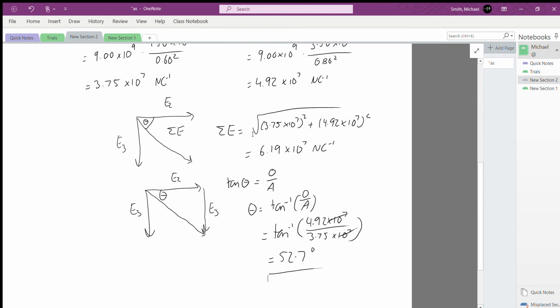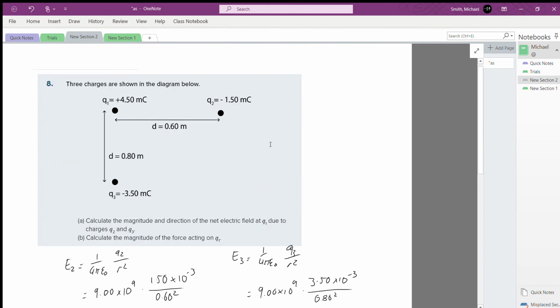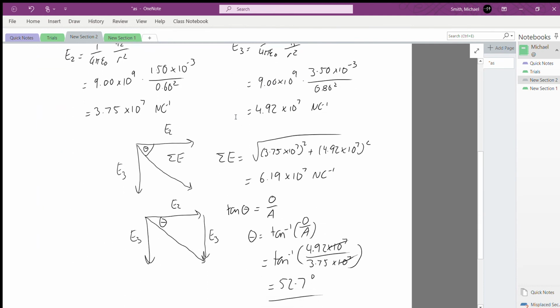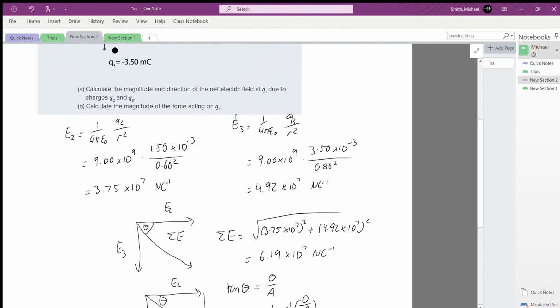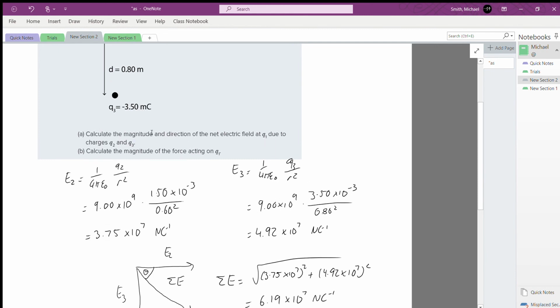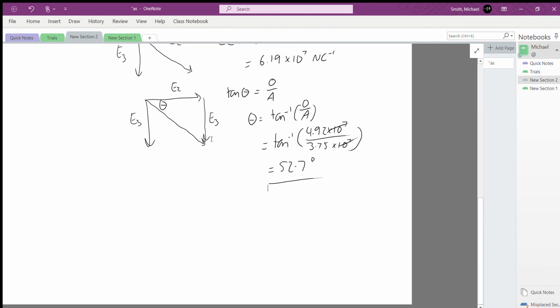So now we have both the magnitude and the direction of the electric field at Q1 due to charges Q2 and Q3. So that's not too bad. It's a little bit tedious, but the calculations are fairly straightforward. Finally, we have to work out the magnitude of the force acting on Q1. So we're just using the relationship F equals EQ. We've already worked out what E is.